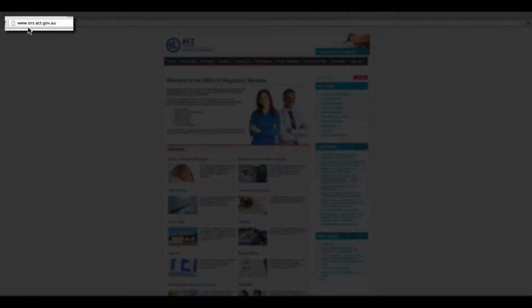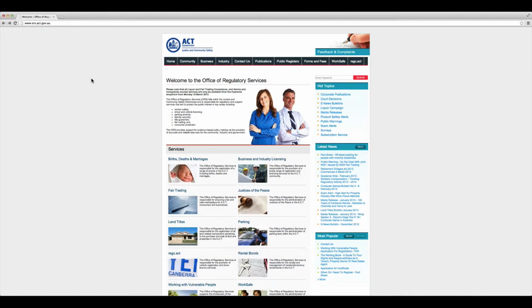It's www.ors.act.gov.au. The Office of Regulatory Services is the governing body to which we apply to become a licensed agent or registered salesperson. They also oversee all industry practice in the ACT, and they are the ones that administer the laws to ensure that agents and salespeople and property managers operate according to the law.